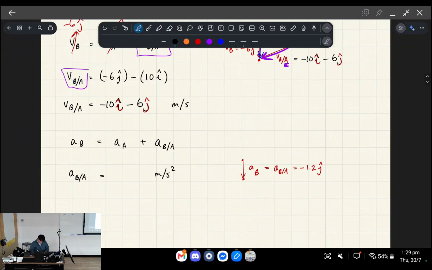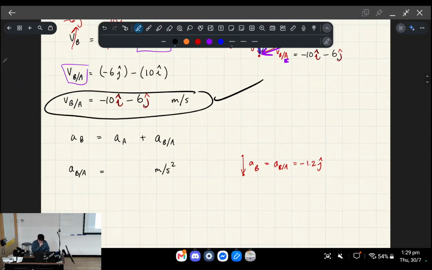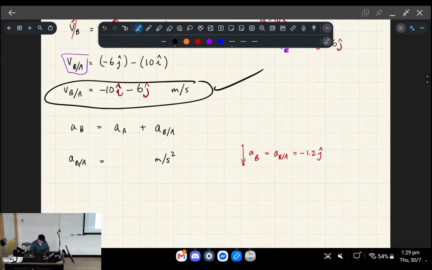Now that was one part of the question. It asked us for the velocity of B relative to A. Now what about the acceleration? We're told that B accelerates at negative 1.2j units, whereas car A does not accelerate because it has a constant velocity. Therefore, when one of the two objects is not accelerating, the acceleration of B relative to A is equal to just the acceleration of B, because the other one's not accelerating.